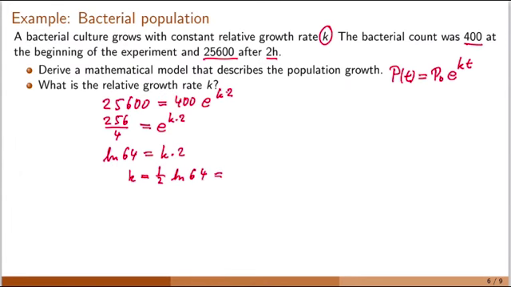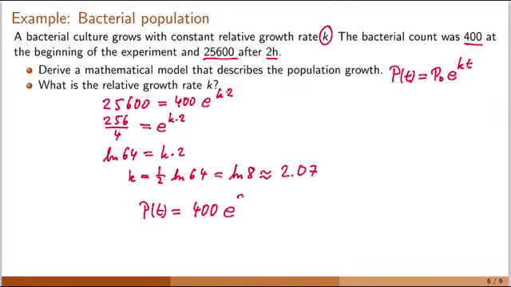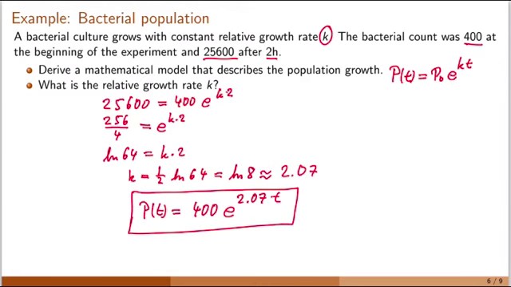k is 1/2 log 64. And now 1/2 log 64 is the same as log of root of 64, so this is log of 8. And then you can compute this. This is 2.07. So wonderful. Now we found our per capita growth rate k. And then we can put the model together. So then we have the model p of t is 400, which was the initial condition, e to the 2.07 times t. And this describes the growth of our bacterial population.